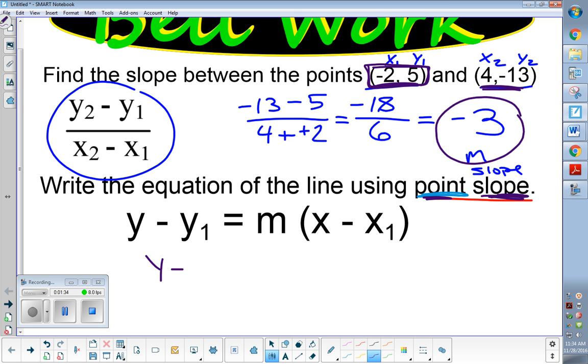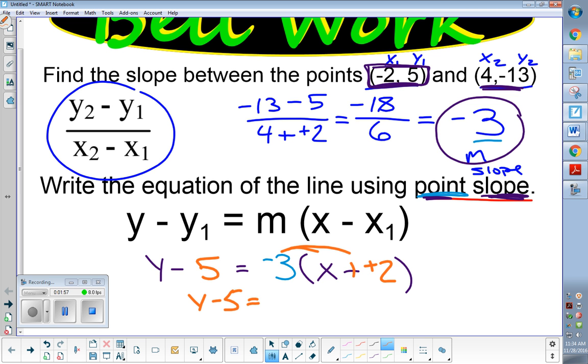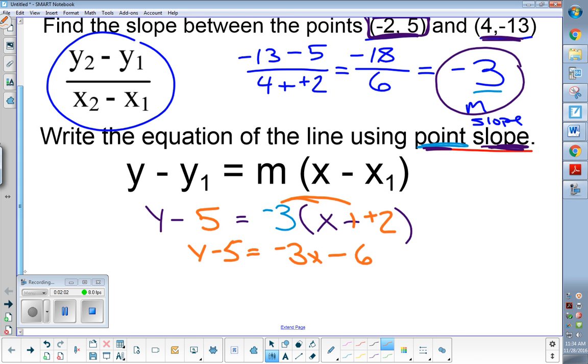So it's y minus, x minus. Plug in my slope. My slope is negative 3, so that goes in there for m. My point was negative 2, 5. So in for my y value is going to be 5. In for my x is going to be negative 2. Minus the negative, so I'm going to change my signs. y minus 5 equals, distribute, negative 3x minus 6. To finish, add 5, y equals negative 3x minus 1.